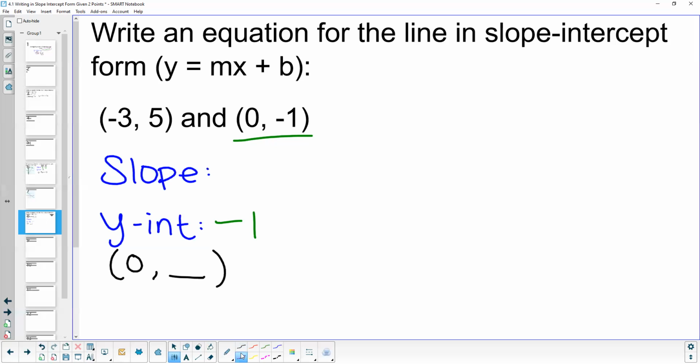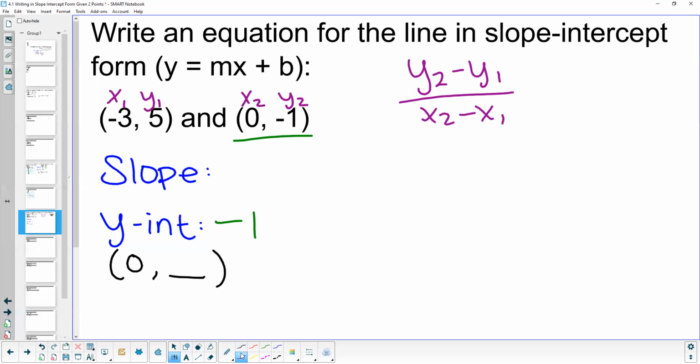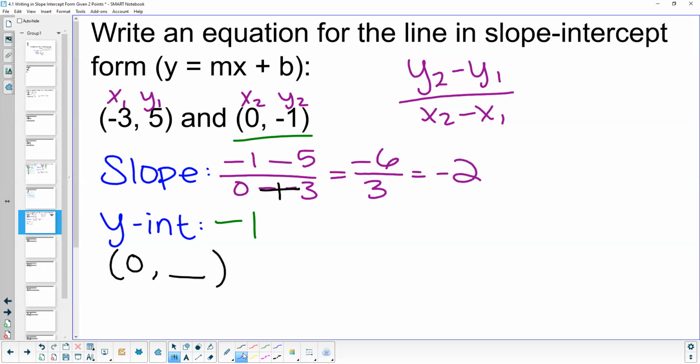So remember how we talked about if we can't just count the slope or we're not given the slope, there's a way to calculate it, that y2 minus y1 over x2 minus x1? Well, that's exactly what we want to do here. We've got our x1, our y1, our x2, and our y2, and we want to plug those in. So I've got -1 minus 5 over 0 minus -3. Now remember, we are subtracting that negative here, so we want to switch it to a plus. And then we can go through and finish this here. We get a -6 over 3, which ends up equaling -2.